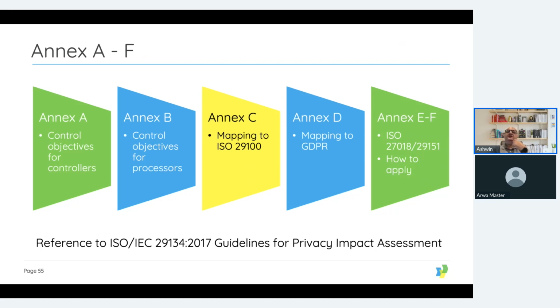Now, the annexures A to F also talk about control objectives for controllers, processors, mapping to different ISO standards, mapping to GDPR, mapping to other ISO standards as such. ISO/IEC 29134:2017 also gives guidelines on how to do a privacy impact assessment, right? We'll also see how NIST can be used in the next slides, but this is also the guideline to do a privacy impact assessment, which is a mandatory thing for significant data fiduciaries to be doing for complying with the Act, right?